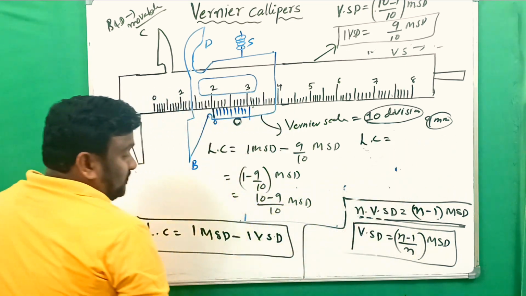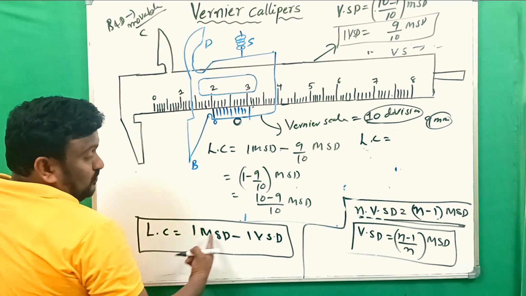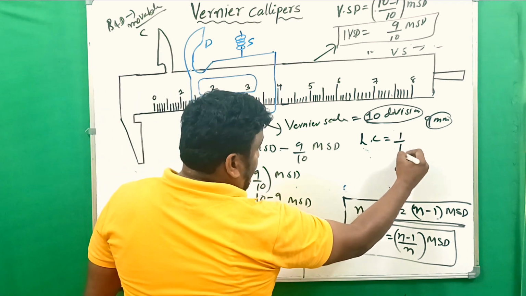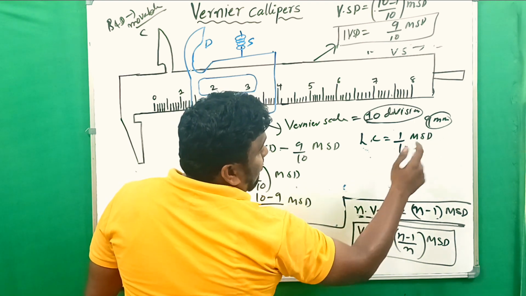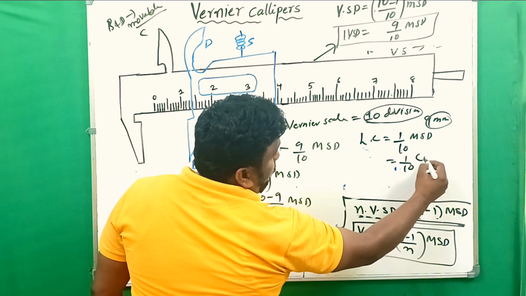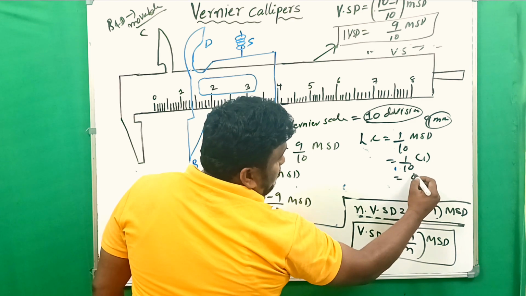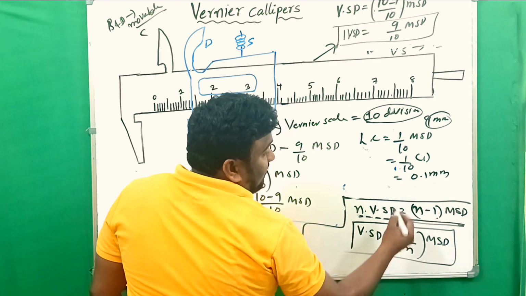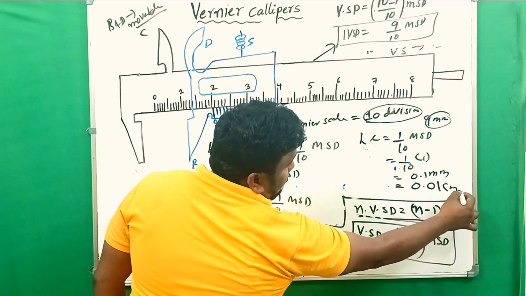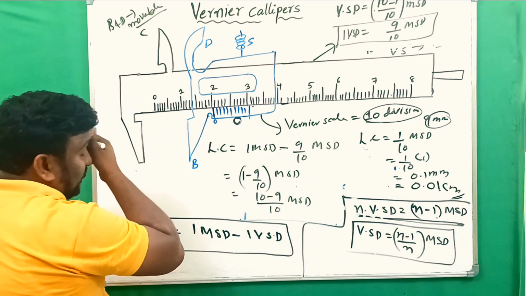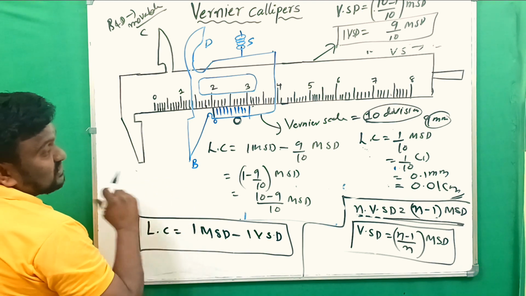LC is equal to 1 by 10 MSD. So what is the 1 main scale value? 1 millimeter. 1 by 10 into 1, therefore 0.1 millimeters. Again that should be turned into centimeters, like this, 0.01 centimeters. So in this way we will find out the least count.